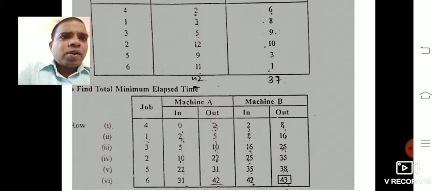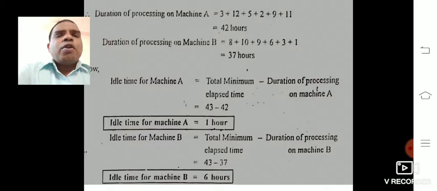For the sixth job we will get the end. Okay, the machine B out column, see the last, that is 43. We can make a small square box, that is 43. This we can call the total minimum elapsed time, 43. Now we need to find out the idle time for machine A and for machine B.